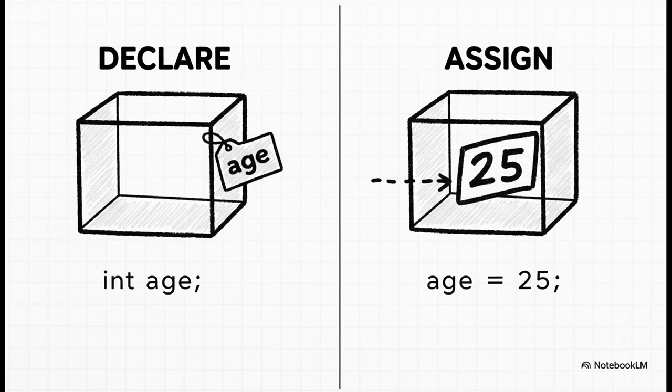First, you declare that the box even exists. You're basically saying, hey Java, I need a box that can hold a whole number and I'm going to call it age. Then, in a second step, you assign a value to it. You're putting the number 25 inside that box. It's always two simple steps. Create the box, then fill the box.